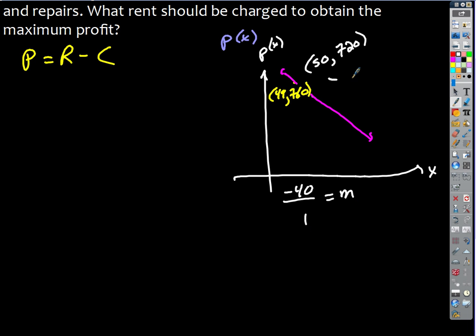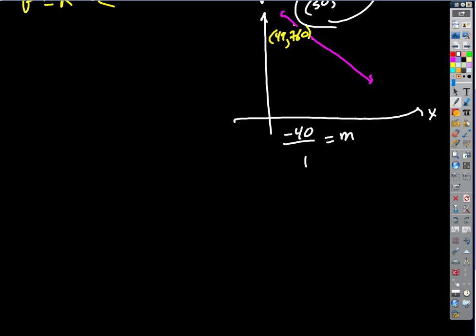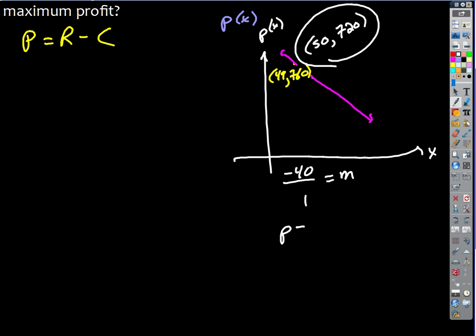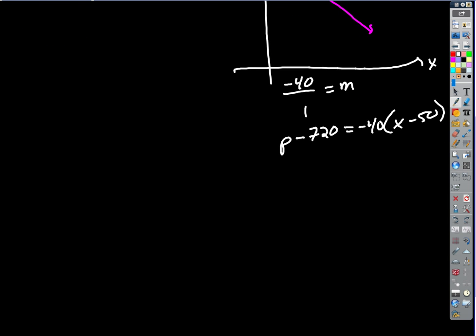And I could use either one of these points. Let's use that one. And I'm going to get P minus, instead of Y minus, P minus 720, just using the point slope formula, equals negative 40 times X minus 50. And I can come up with a function here, can't I? All right? I end up with P minus 720 equals negative 40X plus 200.